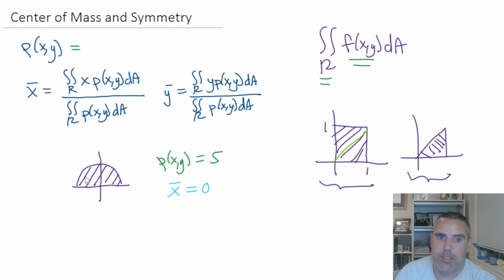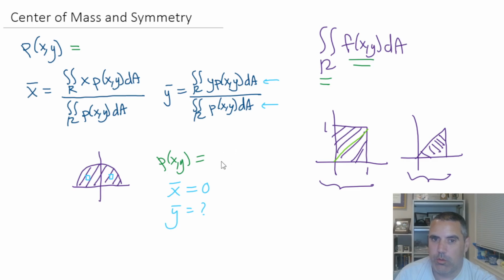Why do I say that? Well, because if you cut out a little square on either side of here, they're going to have the same density. It's constant. And the region is symmetric. You can't say anything about y bar, so you would still have to compute these two things. That's the idea of symmetry.